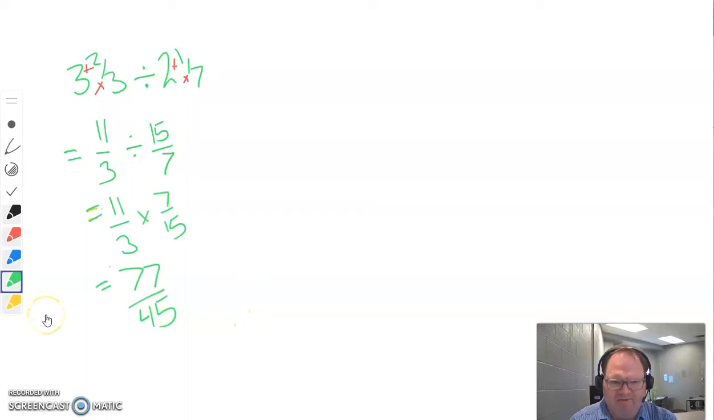But if I have to change it to a mixed fraction, remember every fraction is just a division question. So 45 goes into 77 one time. You have 77 parts. And you've used up 45 parts. The denominator, that doesn't change. So it's still 45. So 1 32/45 is your final answer.